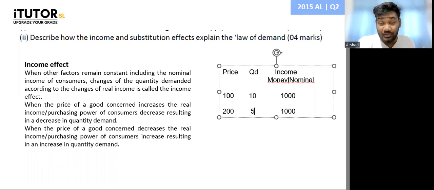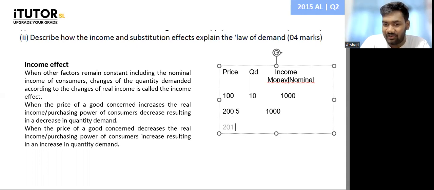Earlier from that 1,000, you can buy 10 goods. Now when you take 1,000 and go, you can only buy 5 goods. Now, has your income changed? Has your money income or your salary or nominal income changed? No, you are still getting 1,000 rupees. But what happened? Your real income changed. So what happens here, guys?